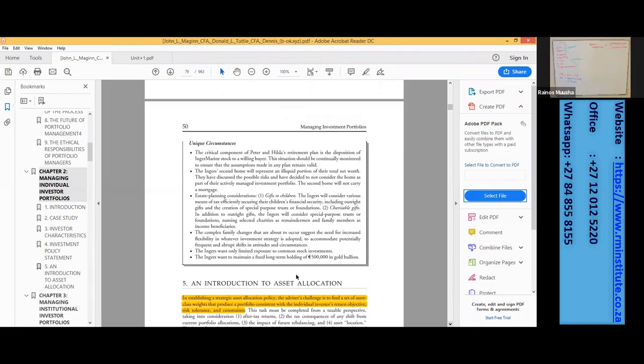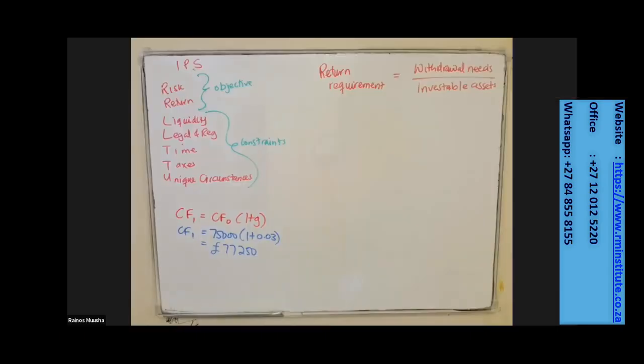So are there any questions? Are there any questions when it comes to the issue of the investment policy statement and how to prepare the investment policy statement as well? Are there any issues? Any questions? So if there are, yes.